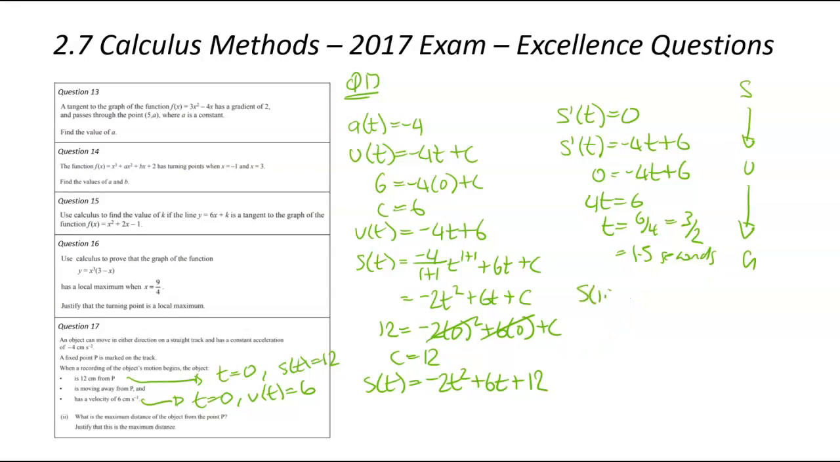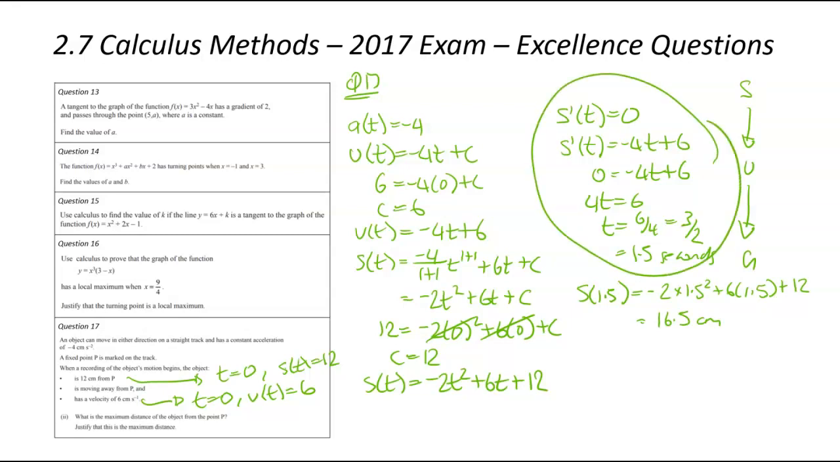So the displacement after 1.5 seconds is -2 times 1.5 squared plus 6 times 1.5 plus 12. I'd probably be tempted just to put that straight into the calculator. That gets us to 16.5 centimeters. And that there is our final answer. So our maximum distance is 16.5 centimeters away. And we have justified it's the maximum distance by getting s dash t equal to 0.